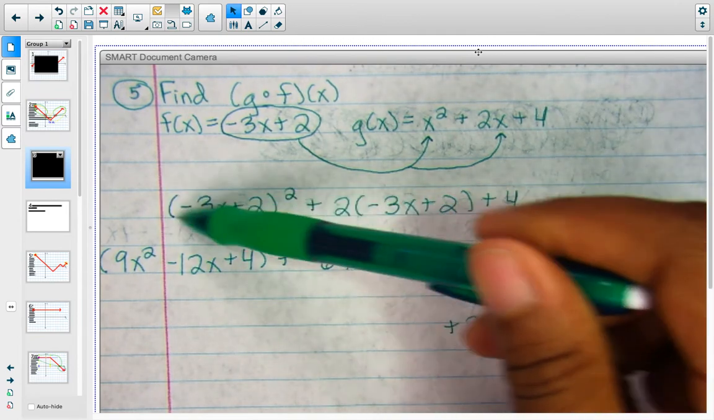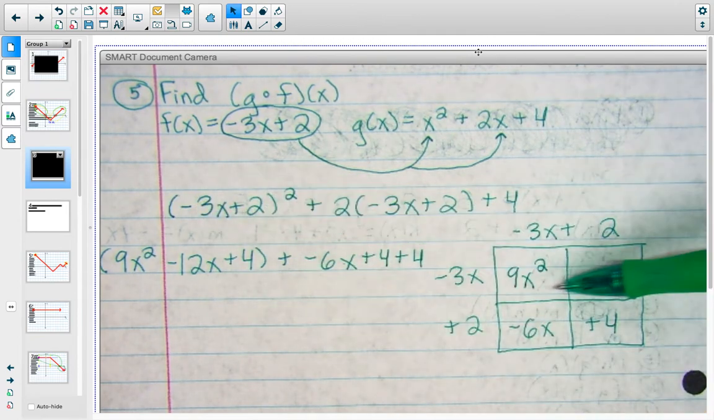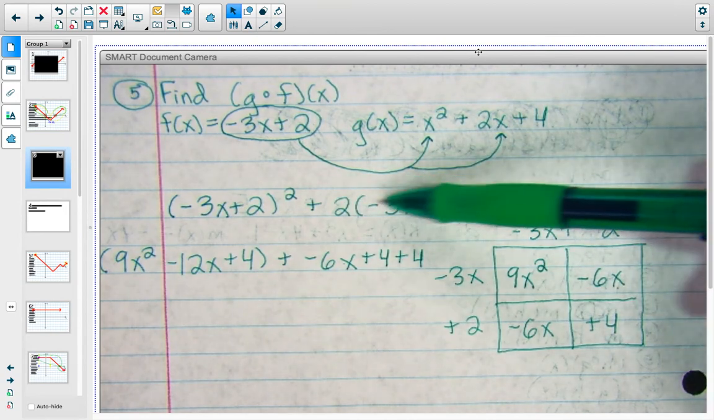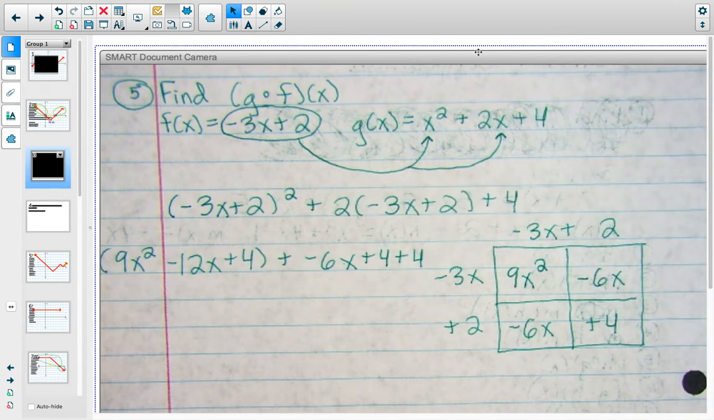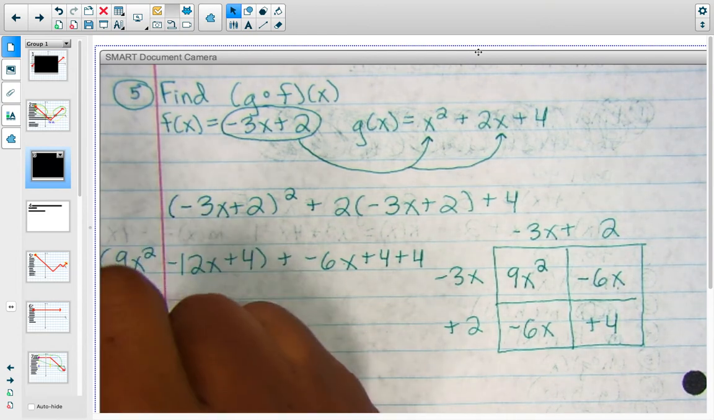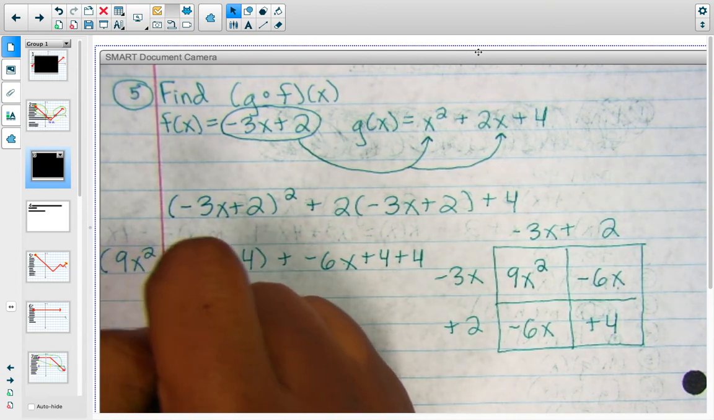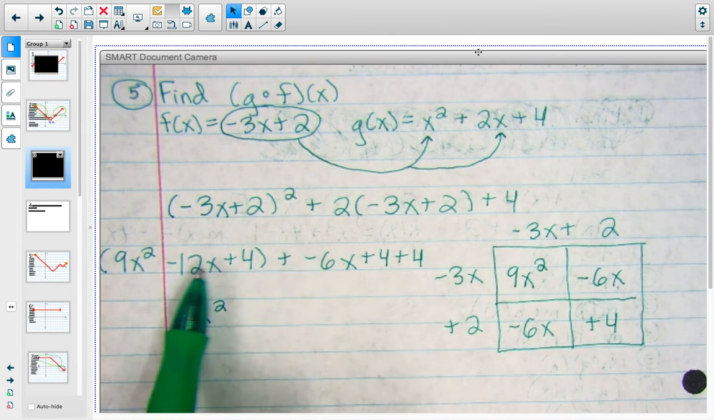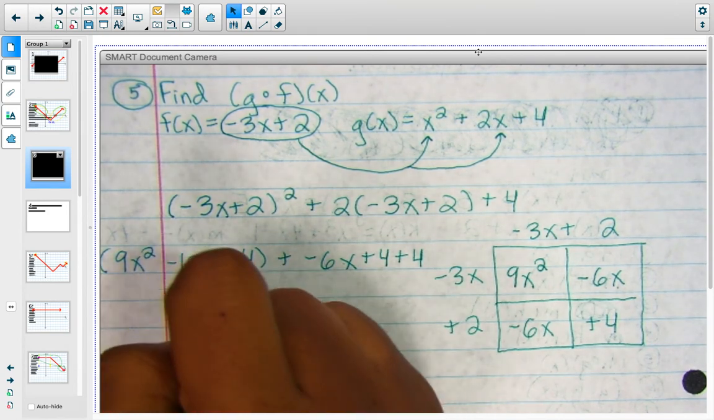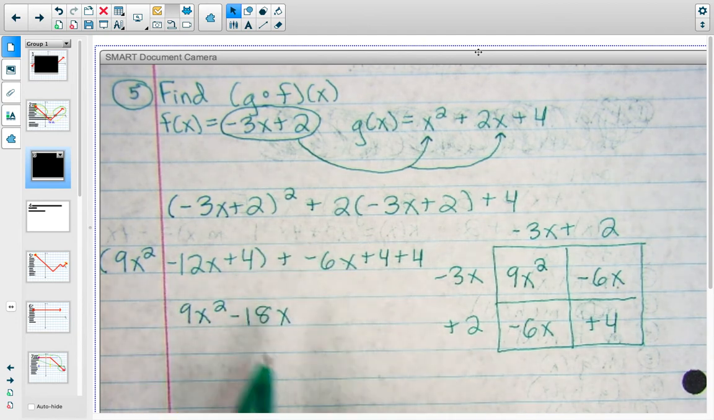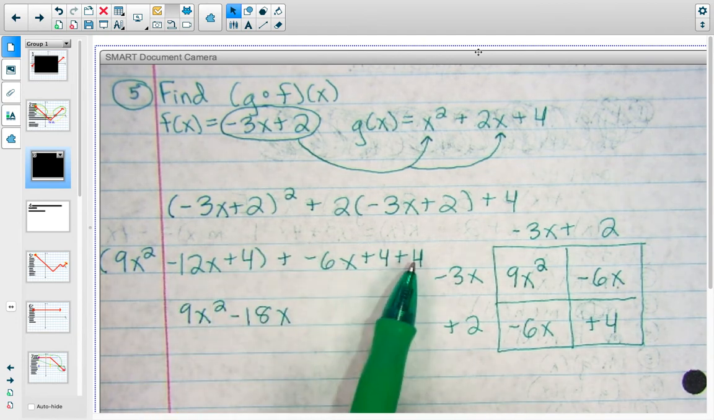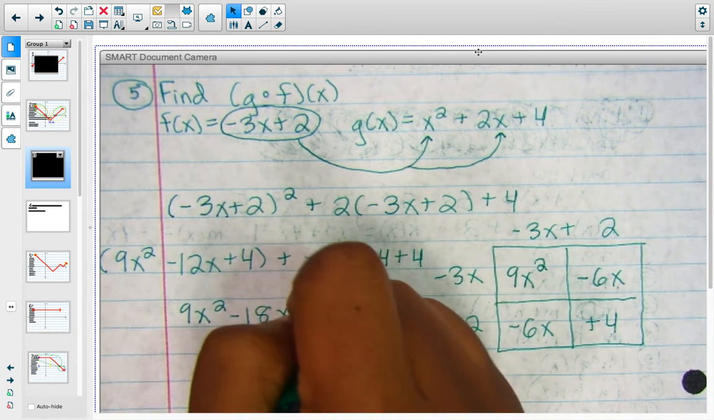So the work for this is off to the side. Right here, I did box method. You're more than welcome to do distributive property. And here, I did distributive property. Now, the only thing left to do is combine like terms. I only see one square term, so that needs to come down first. I see 2 linear terms that go together. That's going to give me negative 18x. And I see a 4 plus another 4 is 12.